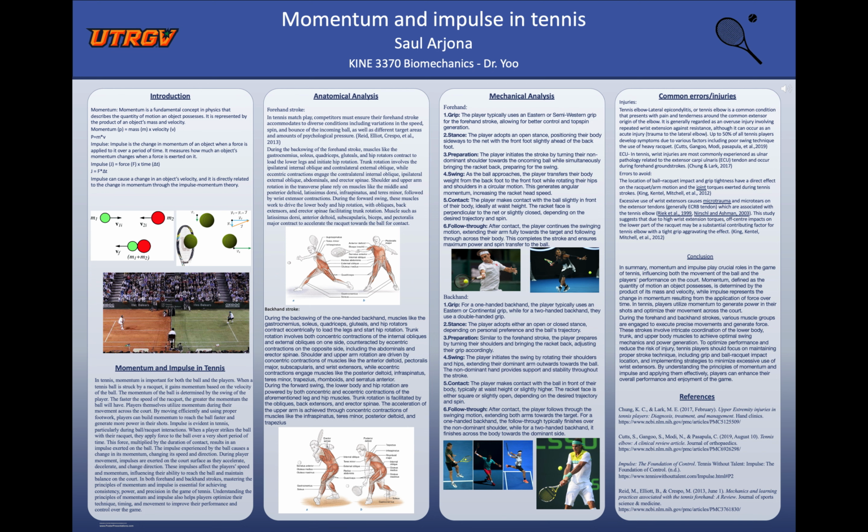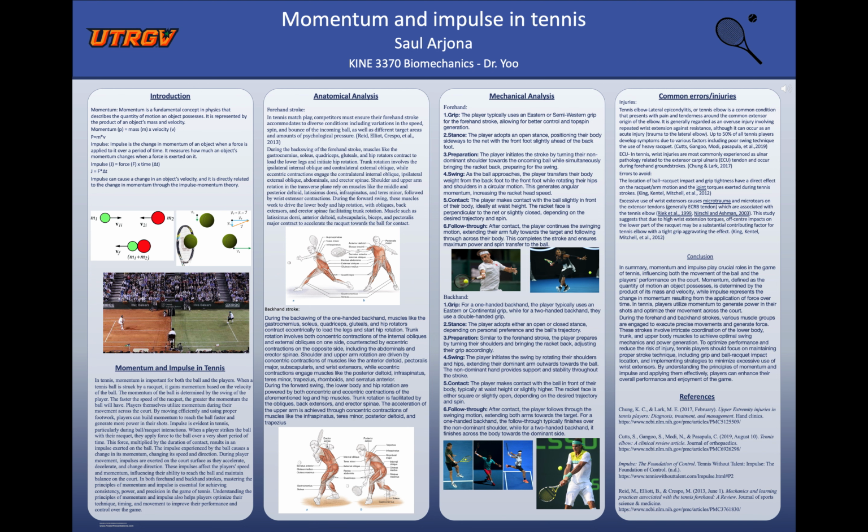Now for the mechanical analysis or breakdown of both swings. So for the forehand, the number one thing for both, the most important thing, is the grip. So number one, the grip. The player typically uses an Eastern or semi-Western grip for the forehand stroke, allowing for better control and topspin generation.